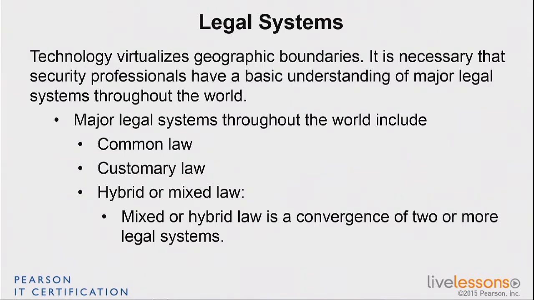So we're going to take a look at common law at the three attributes, which are going to be criminal and civil and administrative. We're going to look at customary law, including religious. We're going to talk about hybrid or mixed laws.